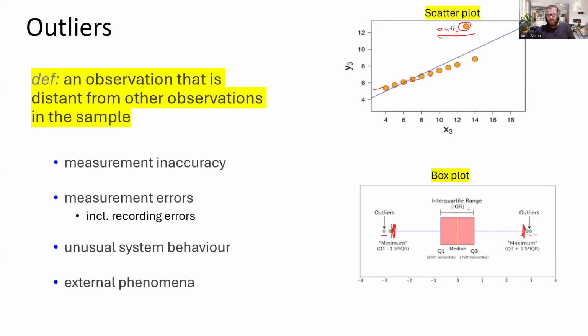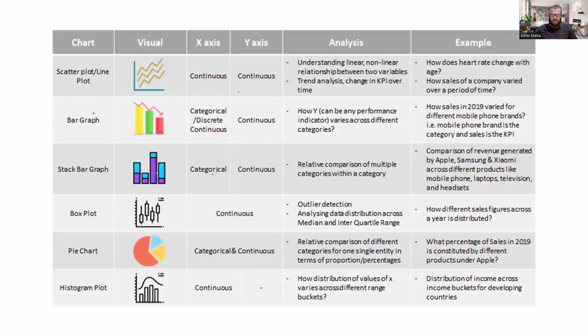We showed you the other day how to calculate the IQR, which is the interquartile range, and then you have the minimum here, Q1 minus 1.5 IQR, and the maximum here. If it is beyond these values, it's an outlier, right?